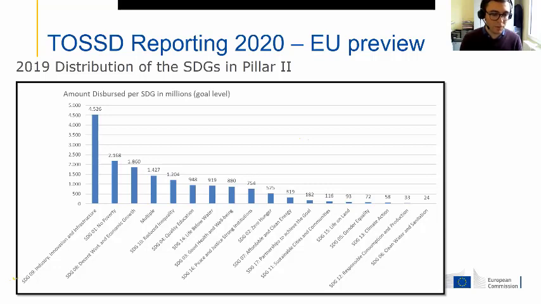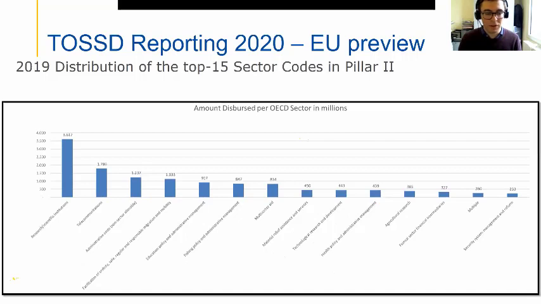Of course, no poverty, SDG 1 is also an important one. Same with SDG 8, which can again be linked to this research and innovation. So with programs like Horizon 2020 and others, the EU is really a big contributor to research and innovation as a global public good. When we look at it from a sectoral perspective, again, the same picture emerges.